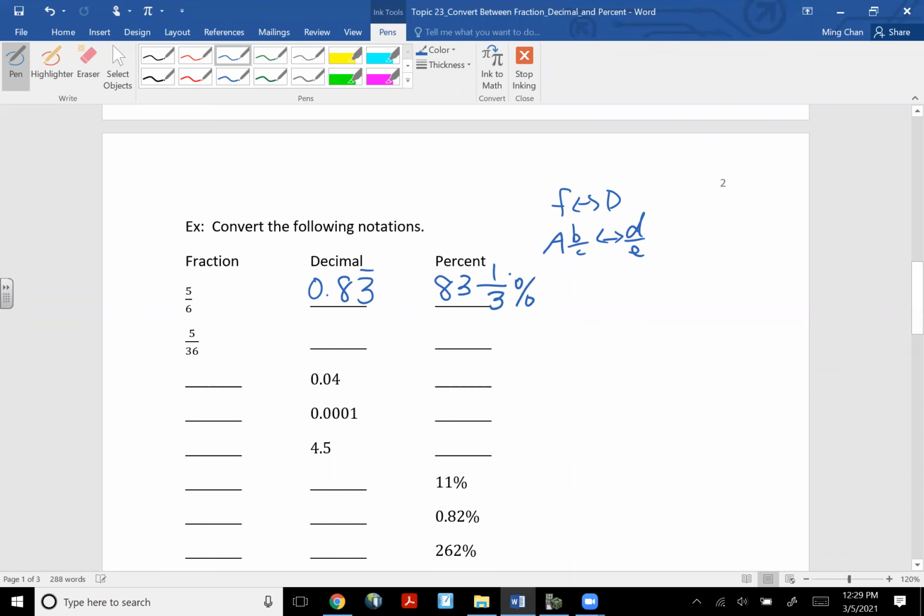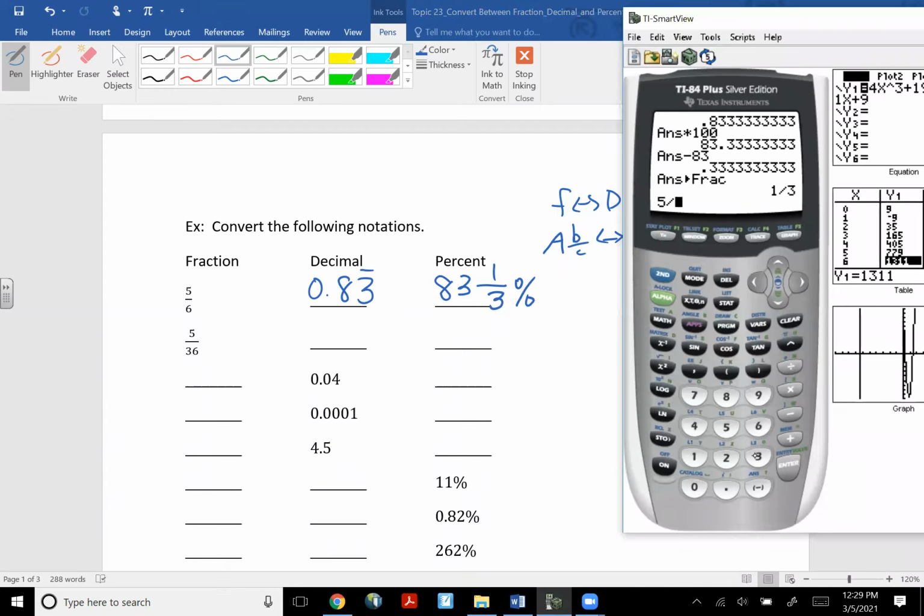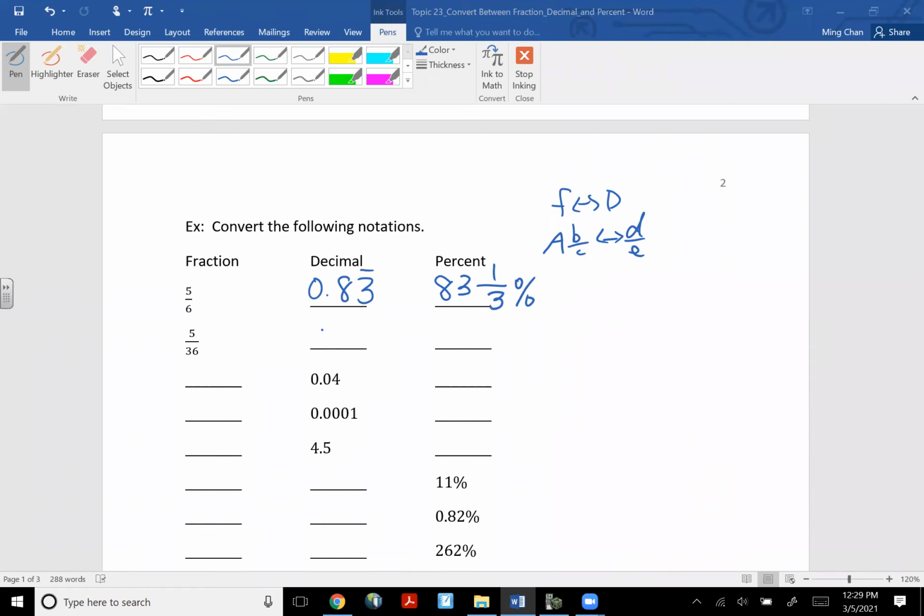And make sure you write the percent notation. Whenever your answer is a percent, you've got to write down the percent sign. Otherwise, it's actually incorrect. Let's try 5 over 36. 5 divided by 36. I want the decimal answer first, which is 1.138 repeating. Only the 8 is repeating.